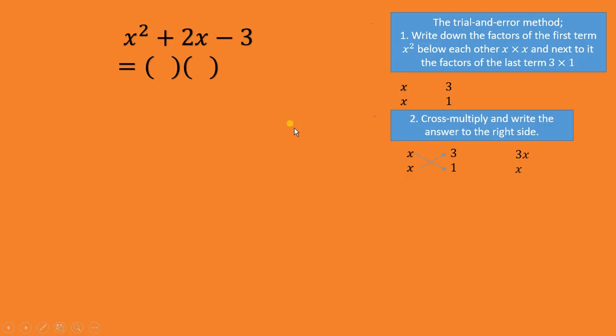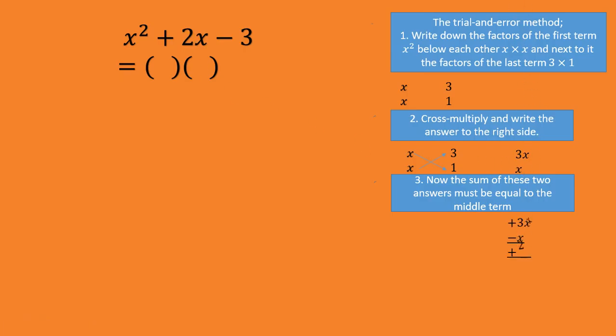In our next stage, we find the sum of these two, and the answer must be equal to the middle term. In this case, my middle term is 2x. So if we add or subtract these two, we must get this answer. If we say 3x minus x, we will get a plus 2x, which is the middle term.